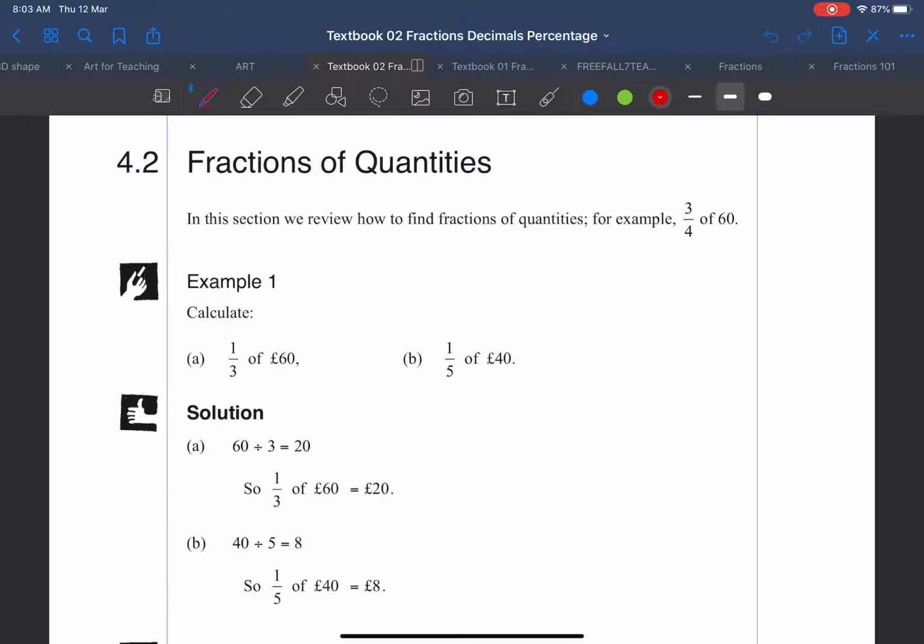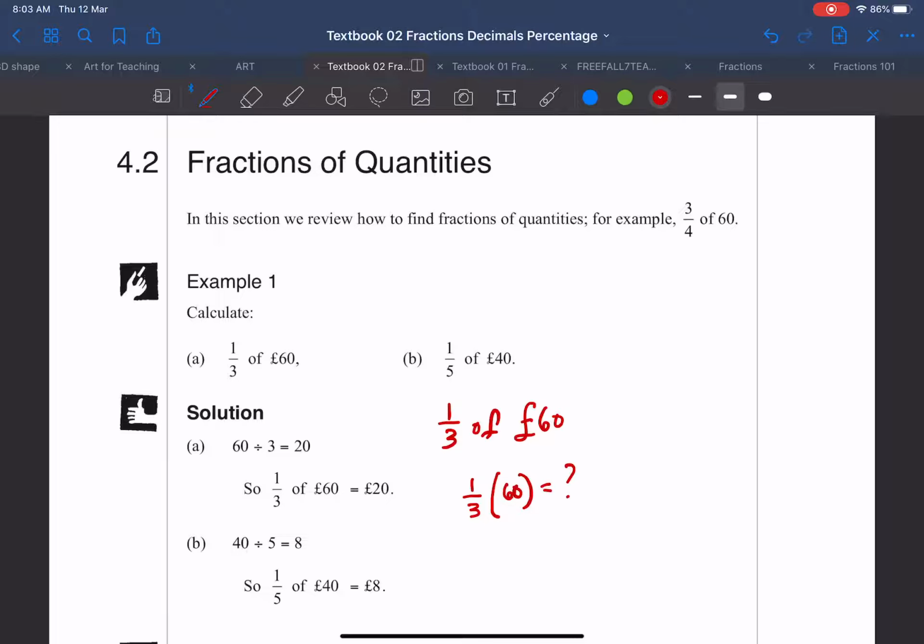Okay, so let's just copy this. 1/3 of 60 pounds. Pounds is the money in the UK. So this is like a multiplication problem. 1/3 of, multiply, 60 is equal to what?